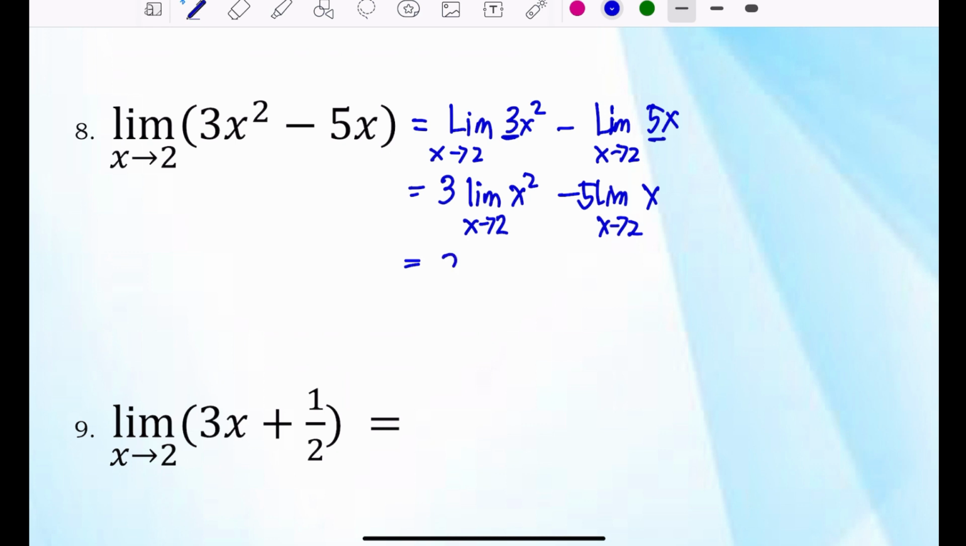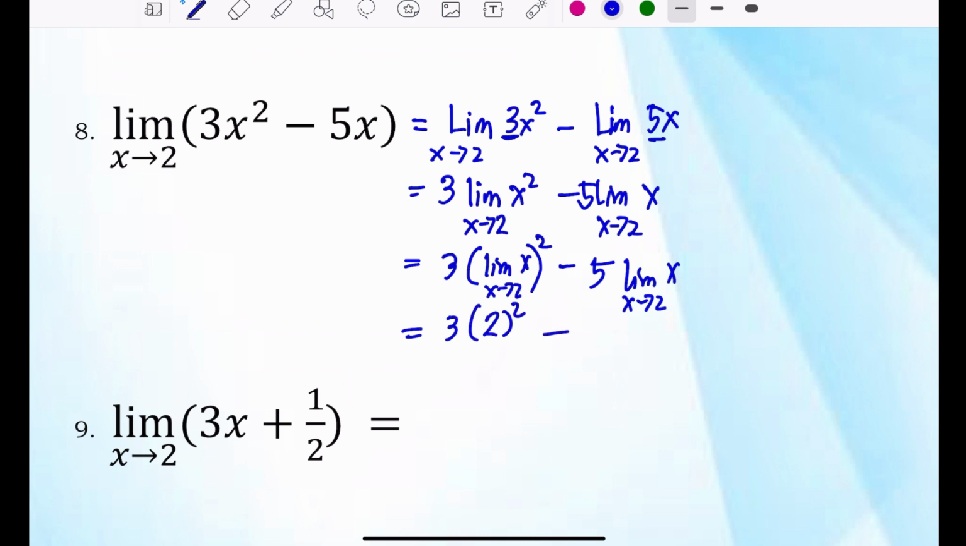So the limit of x squared where x approaches 2, we can write this as 3 times the quantity of the limit of x where x approaches 2, squared, minus 5 times the limit of x where x approaches 2. Then simplify. The limit of x where x approaches 2 is the limit of the identity function. This is now equivalent to 2 squared minus 5 times the limit of x where x approaches 2. This is 5 times 2.